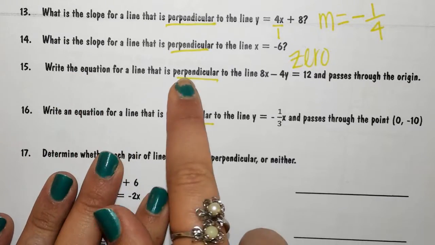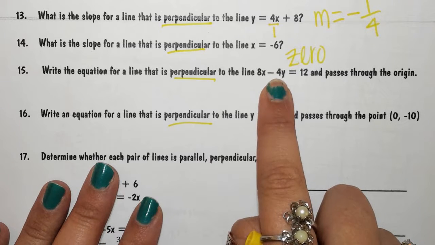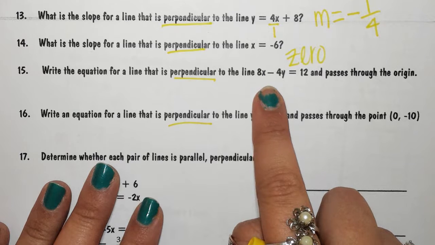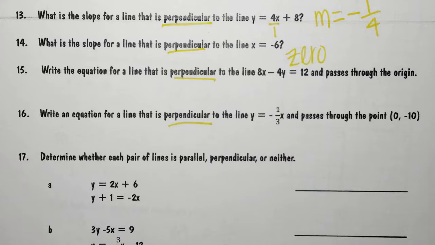Write the equation for the line that is perpendicular to this one. Now, do we know what the slope is? Is it in slope-intercept form? No, so we need to solve for y. How would we solve this for y?